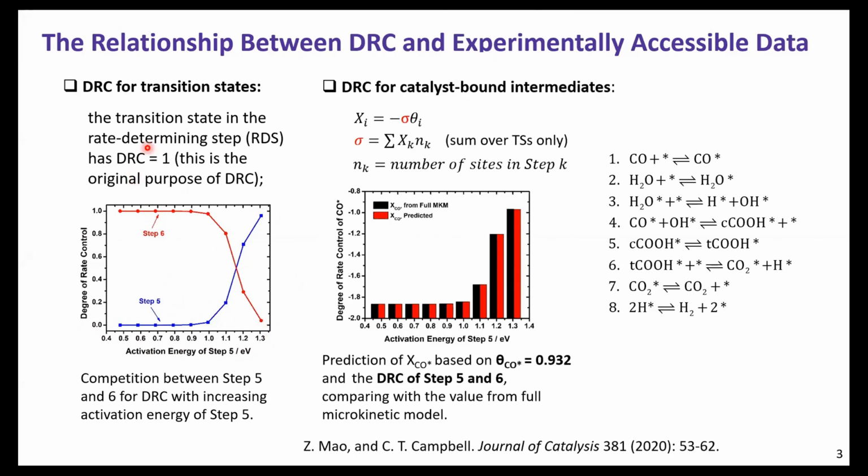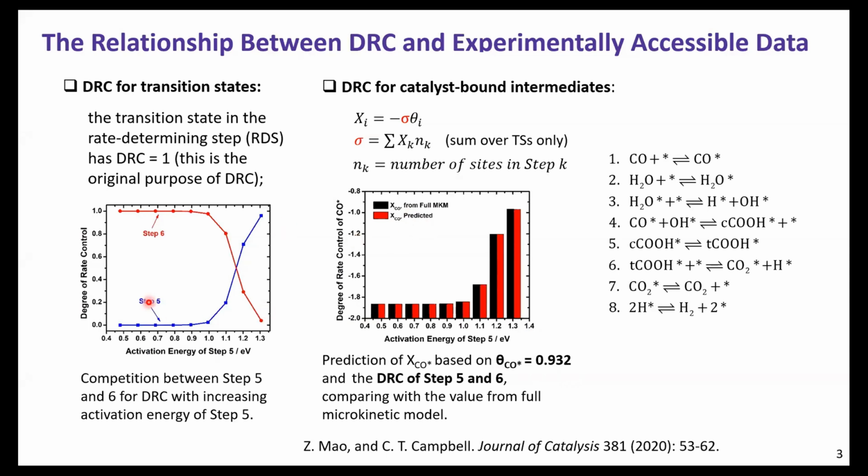The other part is about the DRC for the catalyst-bound intermediates. Their DRCs are proportional to their fractional coverage, theta, and the proportional factor, sigma, equals a summation over all steps. The x_k here is the DRC of step k. N_k is the number of sites that participate in the step. For example, if we are here, step 6 is the rate limiting step. Then we see 2 sites in step 6, so this factor equals 2. For CO adsorbate, its DRC equals -2 times its fractional coverage, about -1.9.